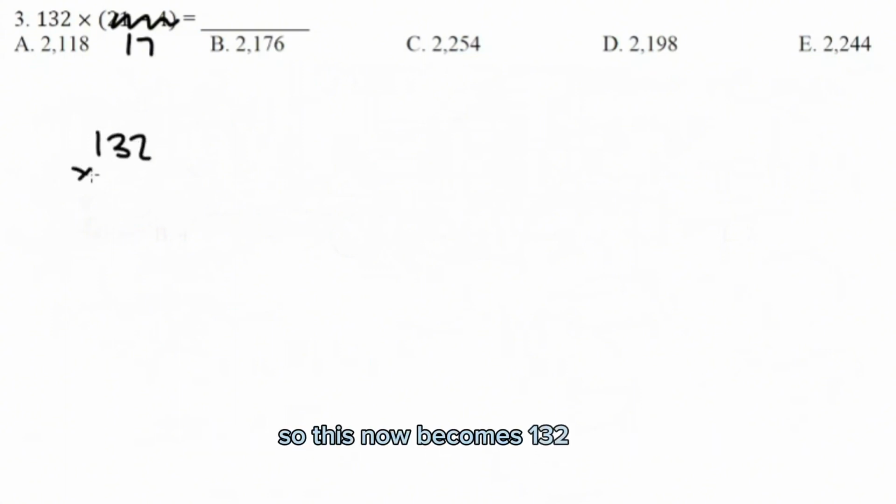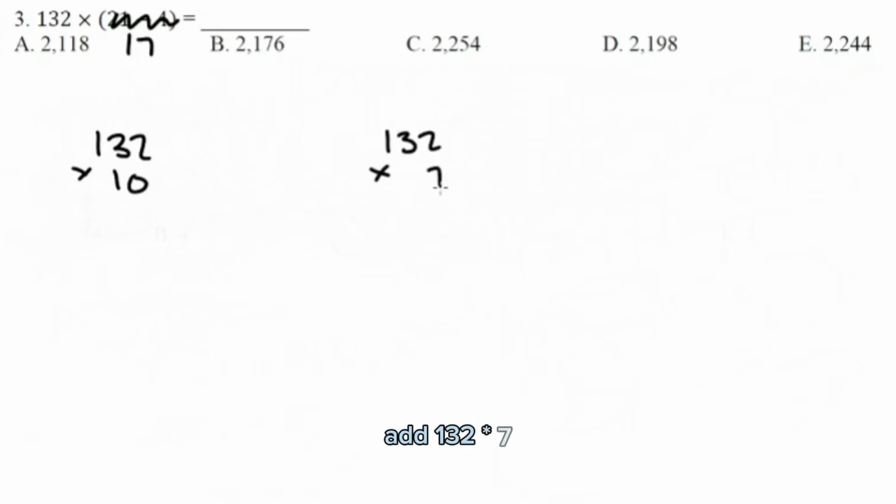Next, 132 times 21 minus 4. First let's do 21 minus 4. That is just 17. Next, we can break down the 17 into 10 and 7. So this now becomes 132 times 10 and 132 times 7. 132 times 10, that's pretty simple. It's 1,320.